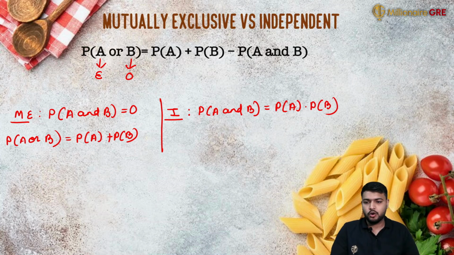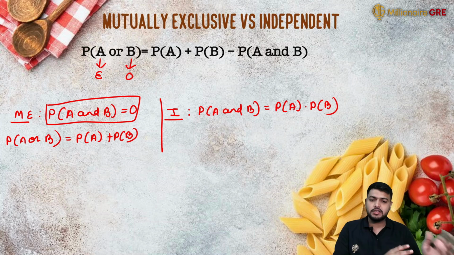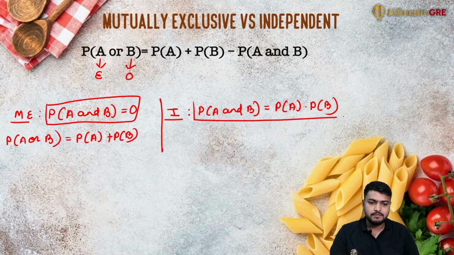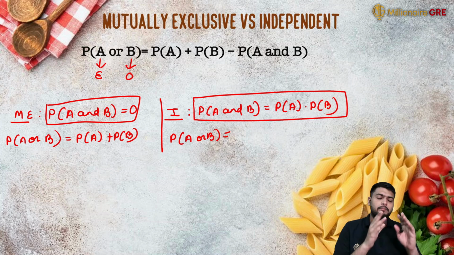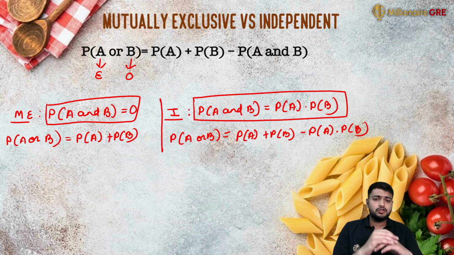Very important, you have to take note of both these. For mutually exclusive, P of A and B is 0. For independent, P of A and B is equal to P of A times P of B. In this case, P of A or B will be P of A plus P of B minus P of A times P of B. Now let's solve one question based on this concept.